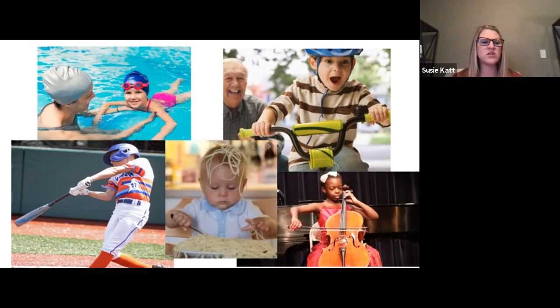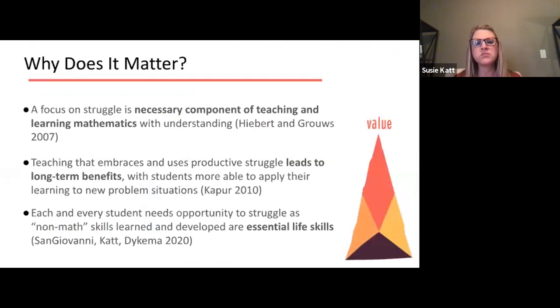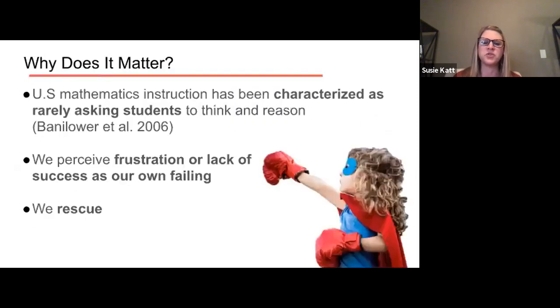We'll see, maybe it's those things of learning how to work through them. We also think about how we all probably fell off our wobbly bikes and got back on as we learned how to ride a bike. So that struggle was really an important piece of learning. It's important that we embrace that same struggle when we value teaching mathematics. As Hiebert and Grouws say, it's a necessary component of teaching and learning mathematics. When we capitalize on productive struggle, it leads to long-term benefits, and students can use what they learned when they encounter novel problem situations. And like we said, every student needs the opportunity to struggle as an essential life skill they can apply beyond the classroom.